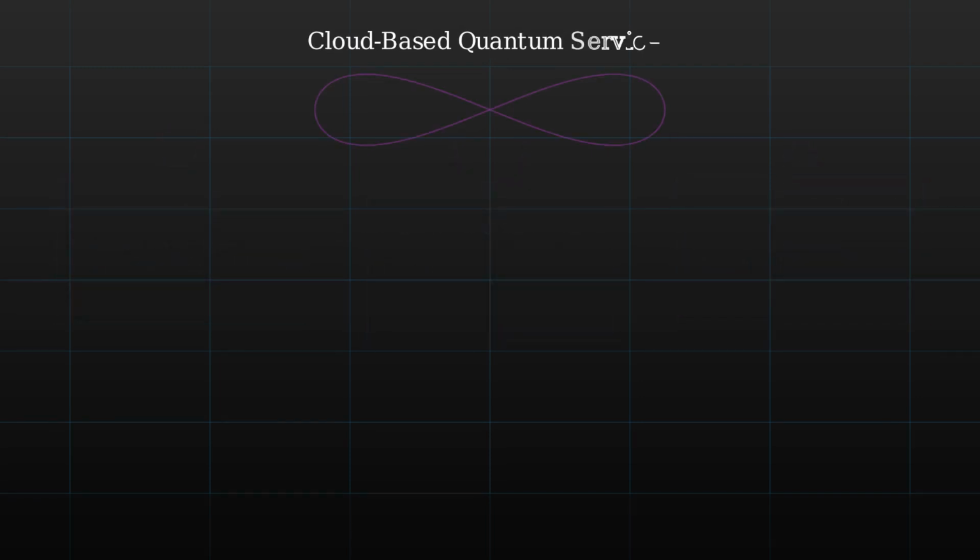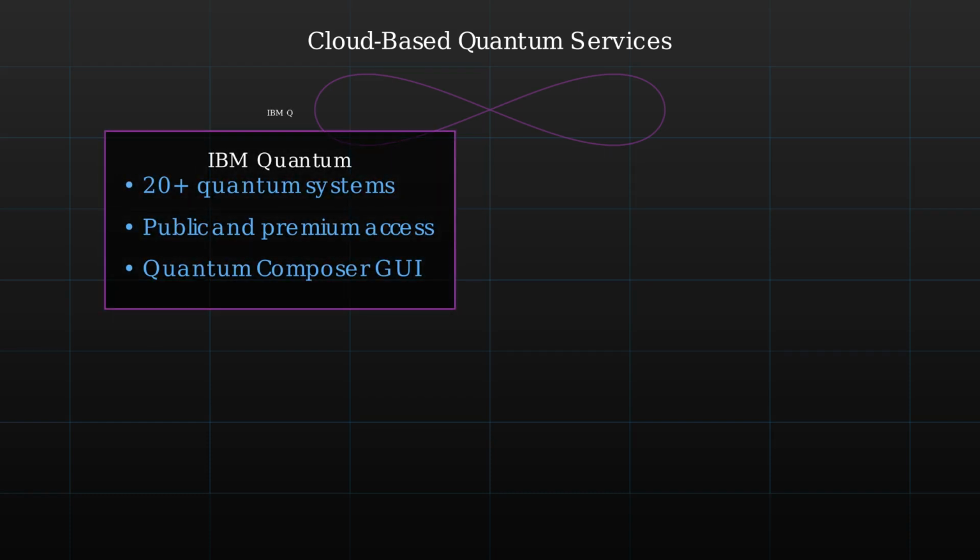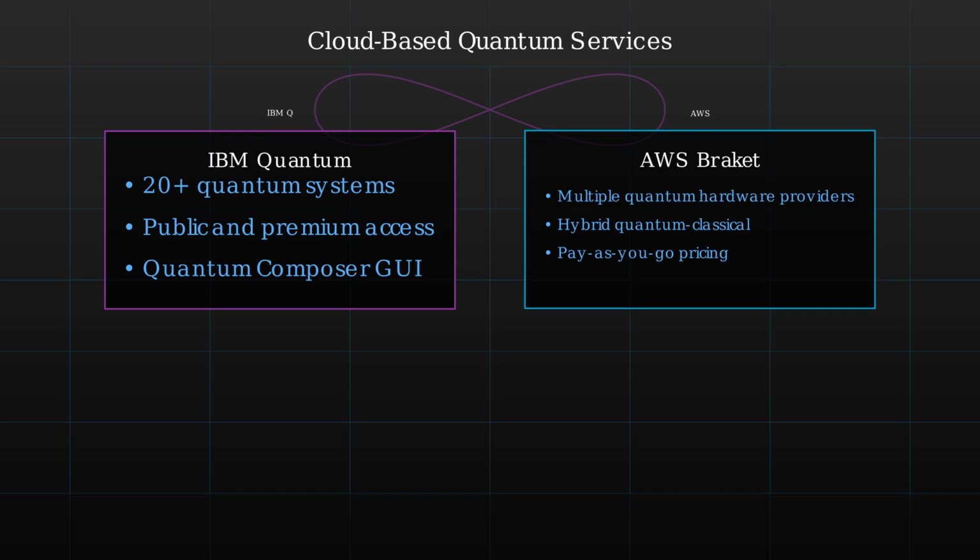Cloud-based quantum services are now making quantum computing accessible to enterprises without requiring specialized hardware. IBM Quantum offers access to over 20 different quantum processors, with both public and premium access tiers and a visual quantum composer interface. AWS Braket provides a unified development environment to build quantum algorithms, with access to multiple quantum hardware providers and a pay-as-you-go pricing model.